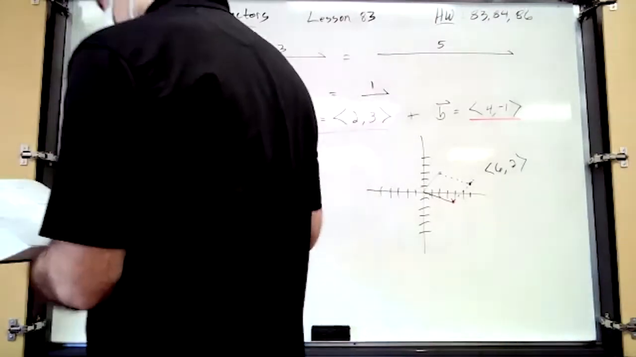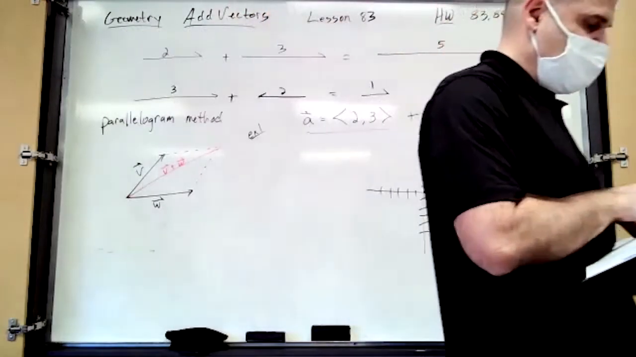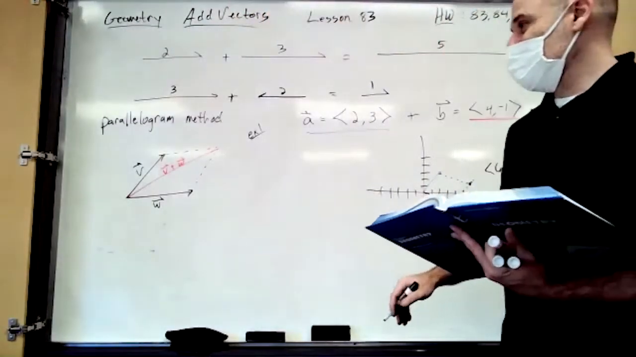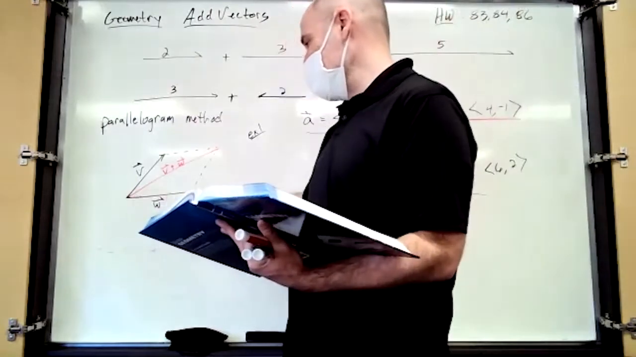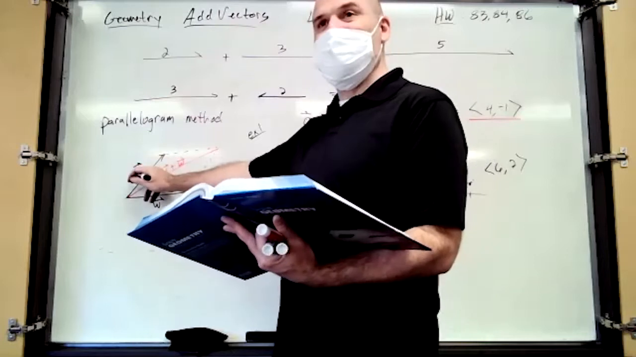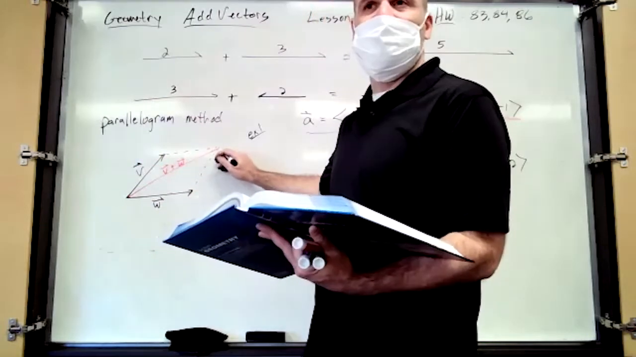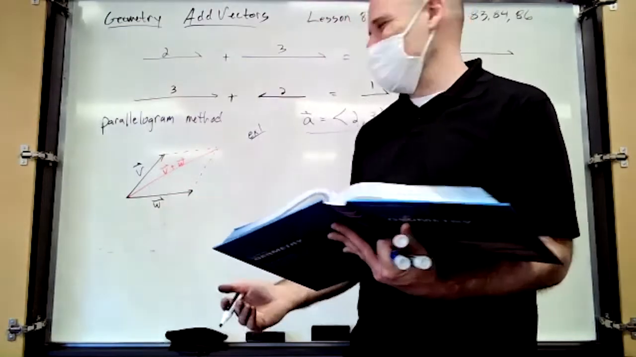There's another thing called the head to tail method. Basically, you're just following when you end one of your vectors. So here's the head, here's the tail. You put the head of V on the tail of W, and you go in the direction of V. That's the same kind of thing that we did, right?